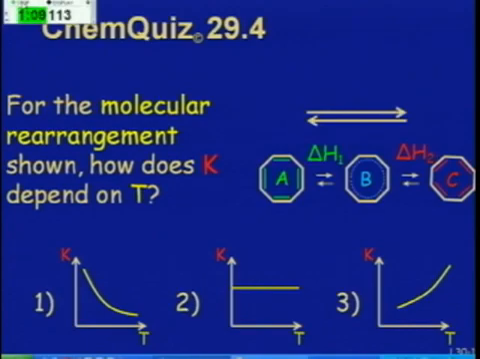So what did I just derive? Delta H3 was what? So what is delta H1, obviously? Think about your bonds.